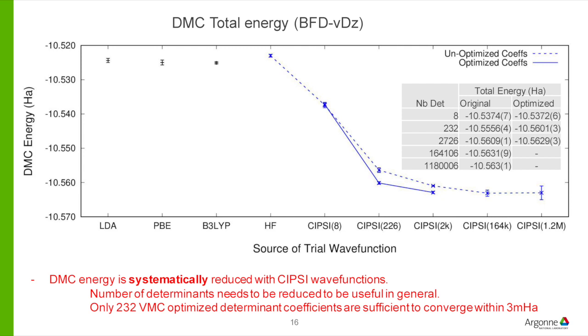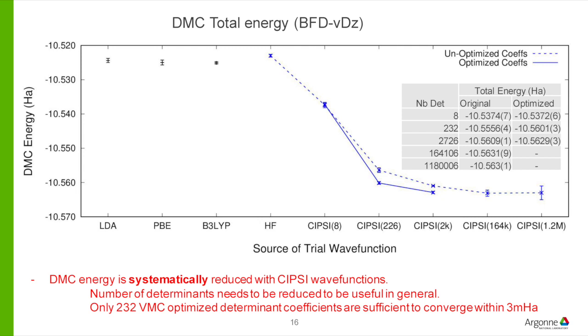So here I have the nodes for carbon solid. This is just a single cell, so I'm not going to go that much into detail here, but this is using the LDA, PBE, and BLYP nodes. This is the Hartree-Fock node. And now these are the nodes using 8 determinants, 226, 2,000, 160,000, and 1.2 million determinants.